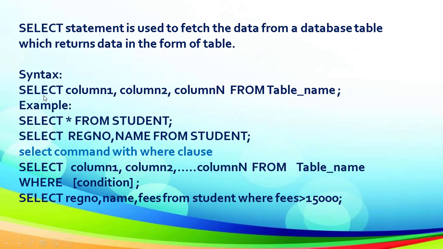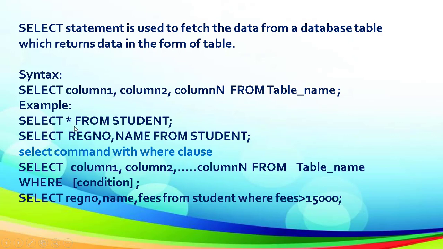The syntax for the select command is: select column 1, column 2, column n from table name. The table from which the data has to be retrieved must be mentioned as the table name. So select is a keyword and from is a keyword here. The column names are the names specified in the table. Here the example for the select command is select asterisk from student.